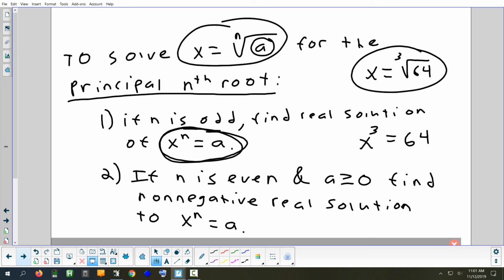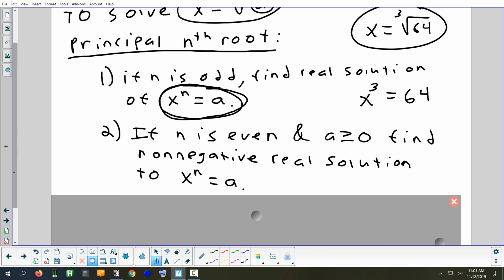So if you're dealing with an even root and the radicand is positive, I want you to give me the answer that is non-negative. Okay? A couple minutes ago I asked, what's the square root of 25? Jared said 5 and -5. Well, if I ask you for the principal root, I want one answer, and I would want the answer that's non-negative.